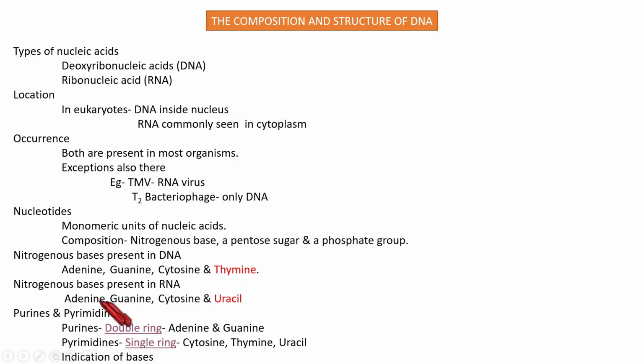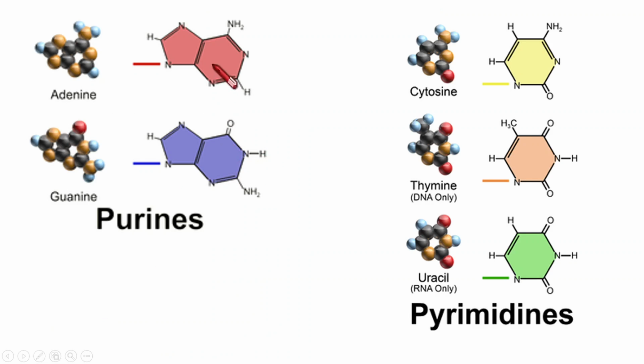Then all these nitrogenous bases we can classify into purines and pyrimidines. Purines and pyrimidines. Purines are double ring structures, two-ringed structures, and the purines are adenine and guanine. For ease, we can remember it as pure. By that way, we can memorize it and not get confused with the pyrimidines. So, purines are adenine and guanine, and they are double ringed structures.